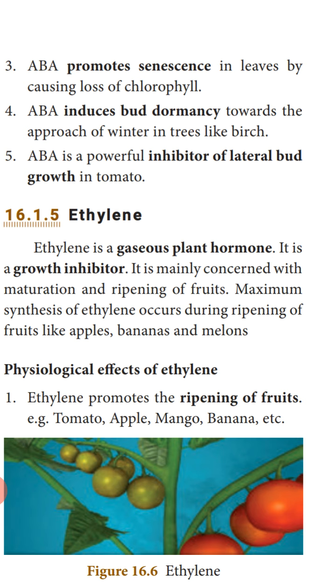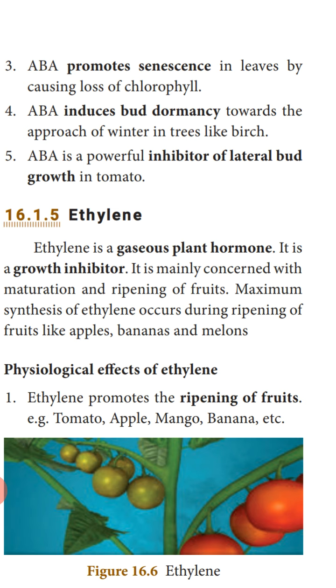Next, ABA induces bud dormancy towards the approach of winter in trees like birch. So here, what is happening? In the winter condition, the plants cannot withstand the extreme cold. So this abscisic acid can cause the dormancy of the bud, dormancy of the bud to withstand the winter season.